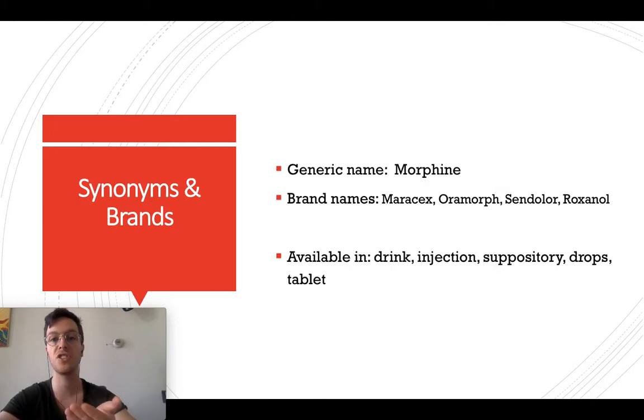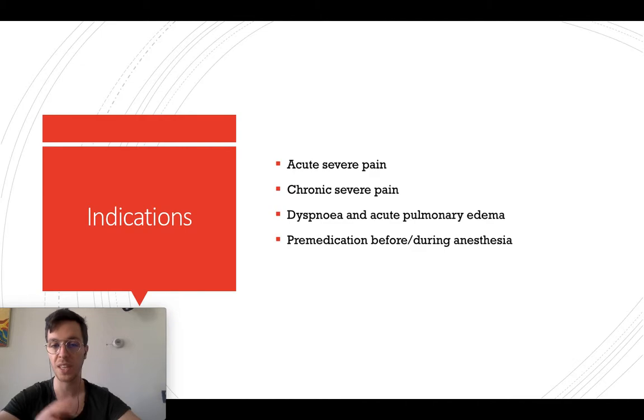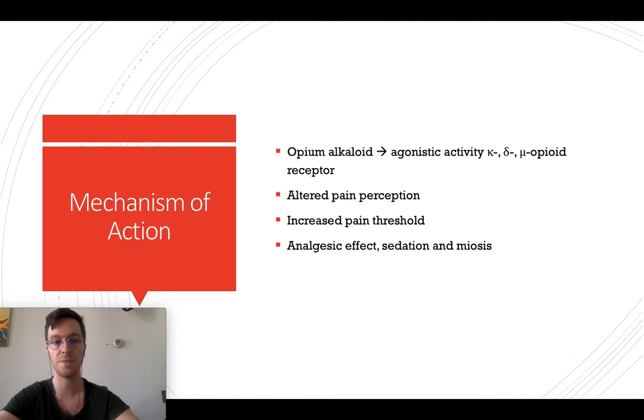So, morphine is the generic name of this medicine, but it's known under the following brand names: Maracex, Oramorph, Sendolor, and Roxanol, and there are some more. And it's available in a drink, injection, suppositories, drops, and tablets. And it can be used for several different indications, but mostly for acute or chronic severe pain, but it's also used in dyspnea, which is breathlessness, and acute pulmonary edema, or as pre-medication during or before anesthesia when somebody gets an operation.